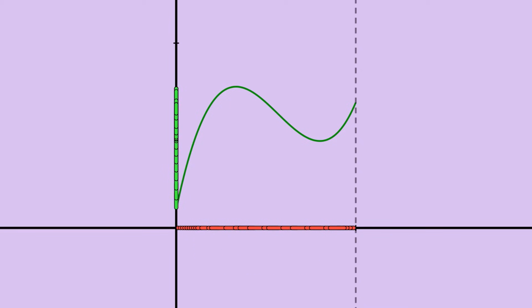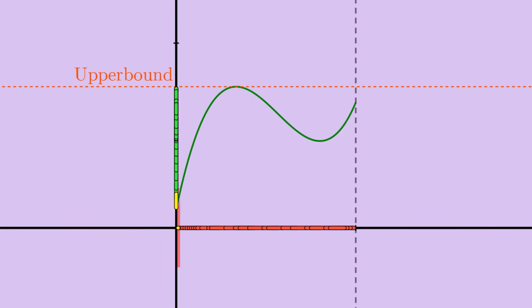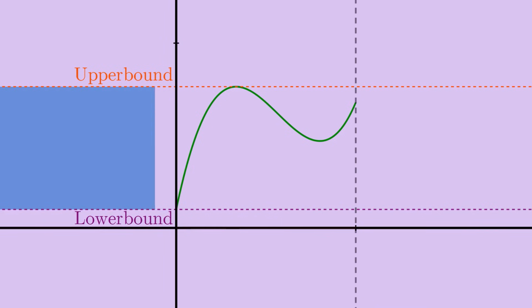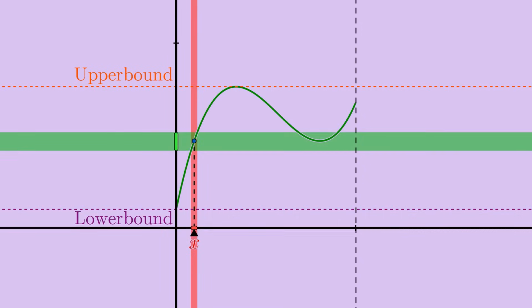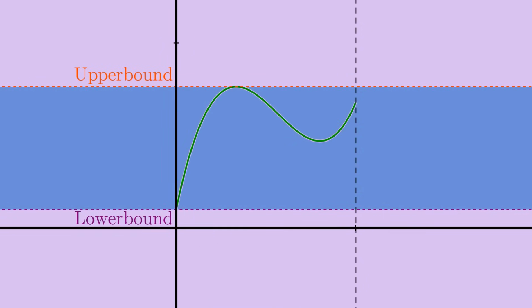And since there are only finitely many such delta intervals, there must be a finite overall upper bound for f. Just take the highest upper bound for f among all the remaining delta intervals. And likewise, we can find a finite overall lower bound. Thus, f is bounded on the entire interval 0 to 1. We've taken local boundedness and turned it into global boundedness.